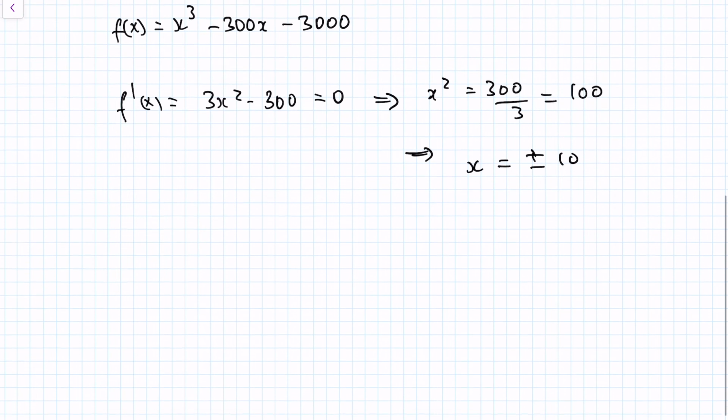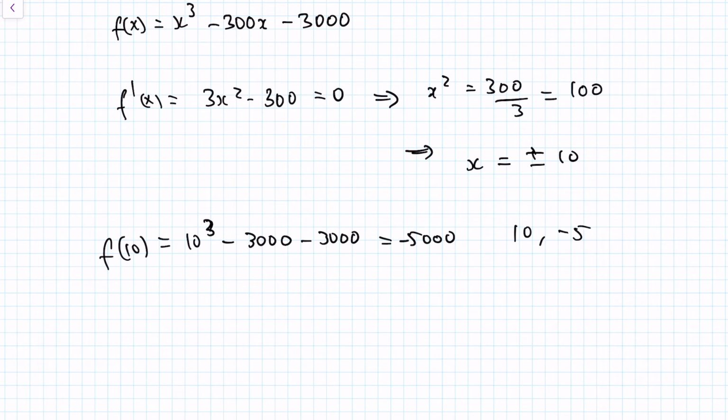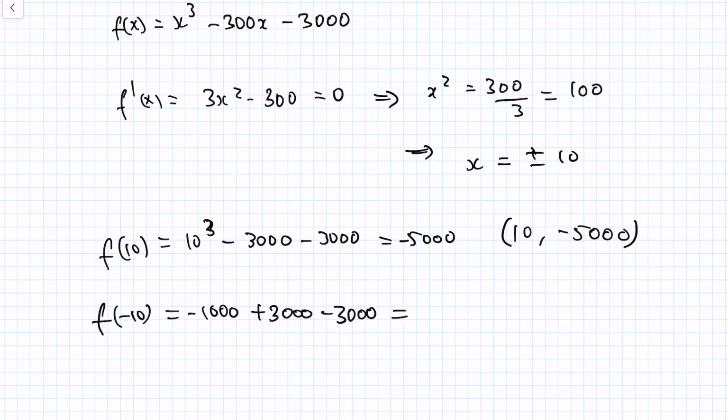So let's work out what f of 10 and f of minus 10 are. Well, f of 10 is 10 cubed minus 300 times 10 minus 3000, which gives us minus 5000. So 10 and minus 5000. Then f of minus 10 is minus 1000 plus 3000 minus 3000, which gives us minus 1000. So minus 10 and minus 1000.